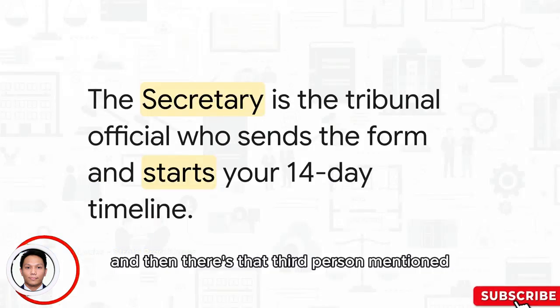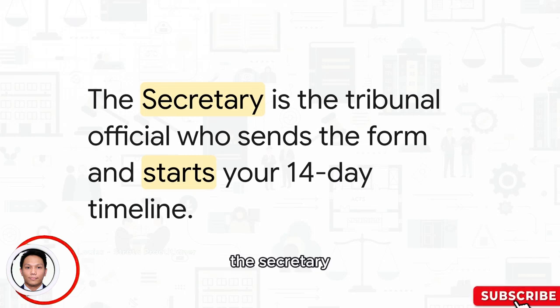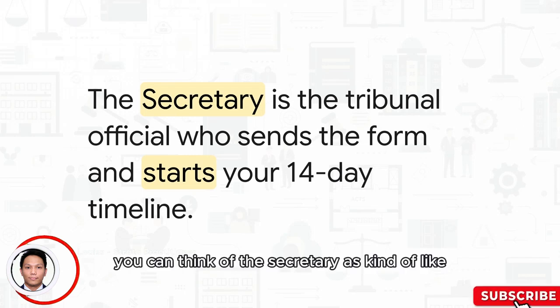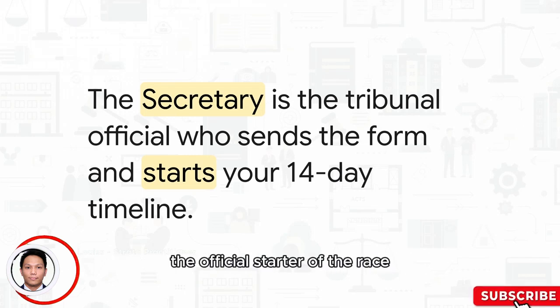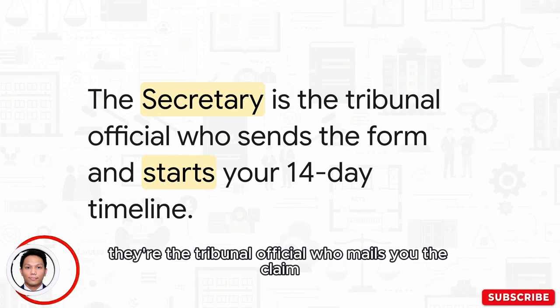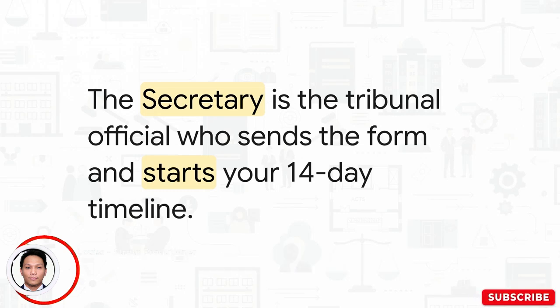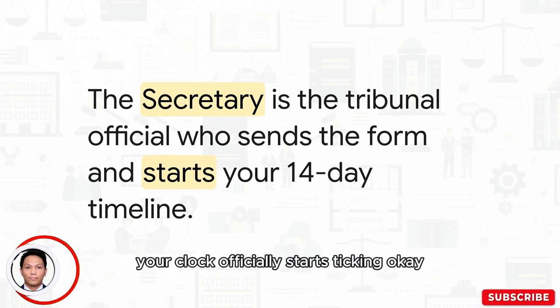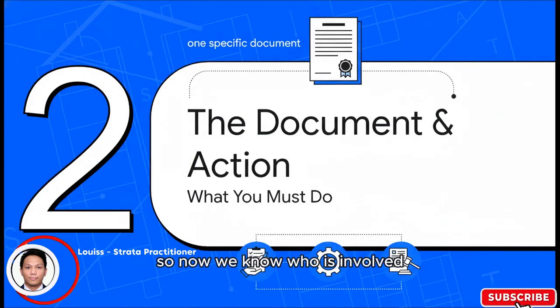And then there's that third person mentioned, the secretary. You can think of the secretary as kind of like the official starter of the race. They're the tribunal official who mails you the claim and all the forms you need. The moment they do that, your clock officially starts ticking. Okay, so now we know who is involved. Let's get into the what.